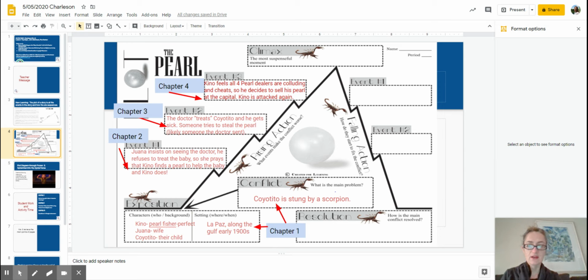That was in chapter 3. And then in chapter 4, Kino goes to sell the pearl. This is actually just the next day. All of the pearl dealers, he thinks they're trying to cheat him, and they're colluding. He decides to sell the pearl at the Capitol, and at the end of chapter 4, Kino is attacked again, and that's part of the rising action. We have not yet gotten to the climax.